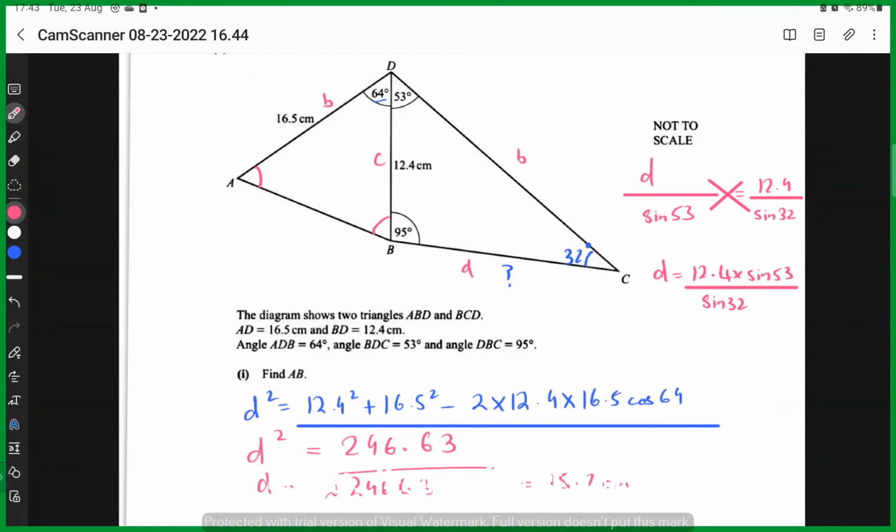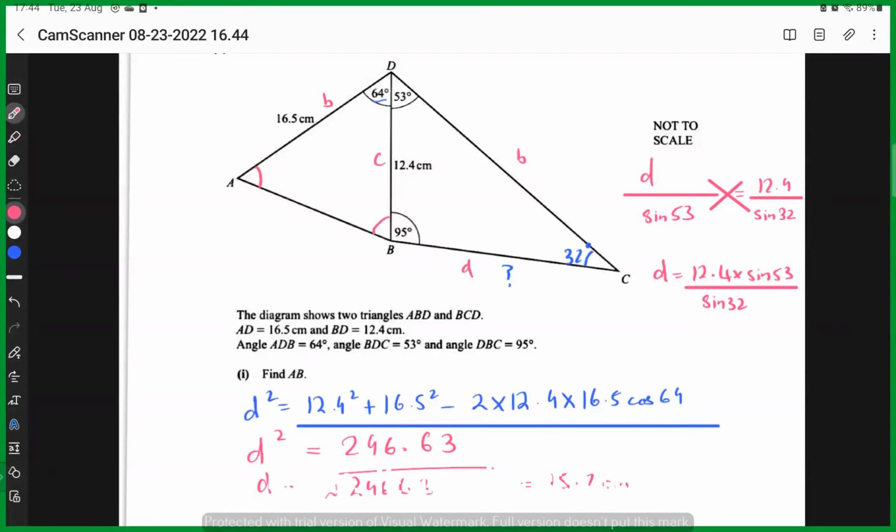12.4 multiplied by sine 53. Do not press the divide button. You would get the same answer, but at times this would be an issue. So whenever there are fractions, find this value. Okay. Next, press the answer key because the answer key has the previous stored value. Okay. Press the divide sign and then sine 32.